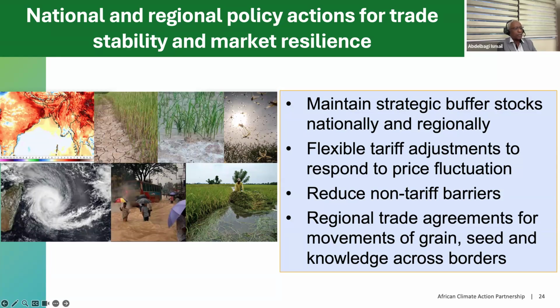Regional trade agreements, most of them are in place, but are not really being implemented. These are very useful for the movement of grains when there is scarcity due to climate change in some part of the continent, when there is shortage of seeds, when there is shortage of knowledge, or where there is knowledge that can be helpful across the continent.